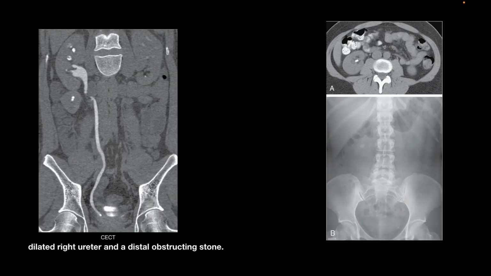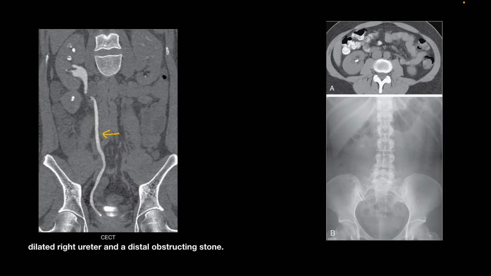Now look over here. This is the CT of the abdomen and this is the contrast. So what is this structure? Yes, this is the ureter. So this is the dilated right ureter and here we have the distal obstructing stone. Okay. Now look over here. These are also a few stones, right? Now look over here. Here we have one stone.